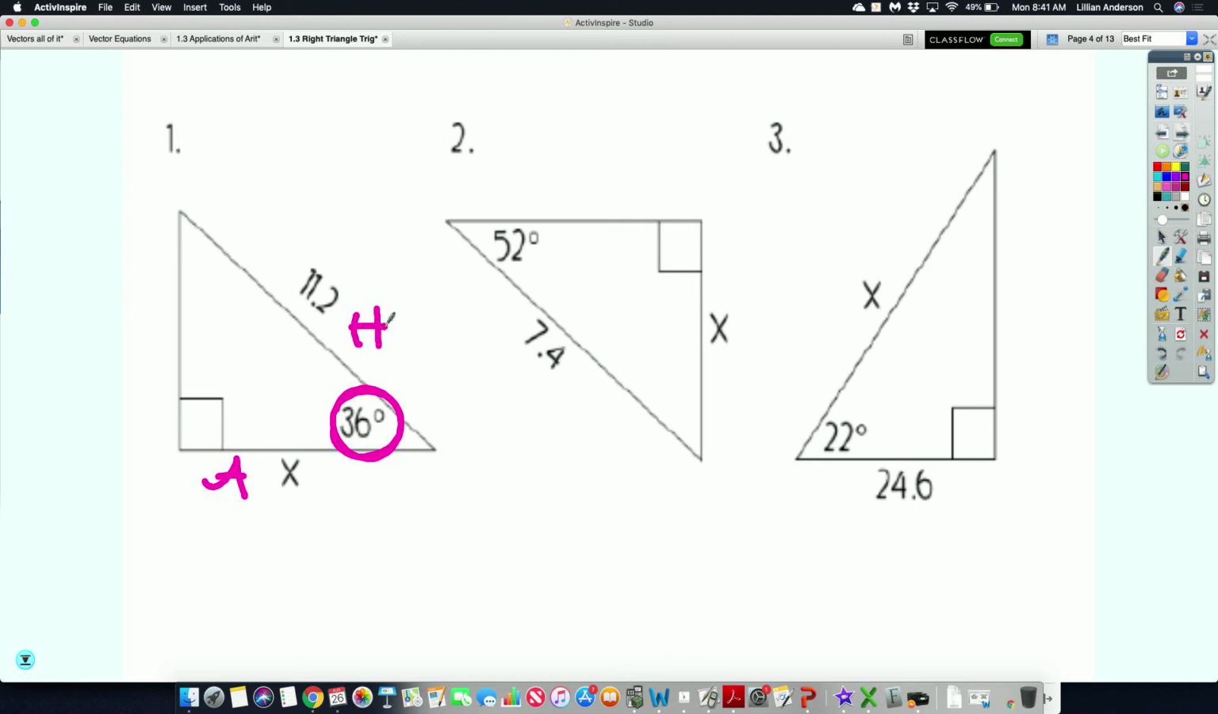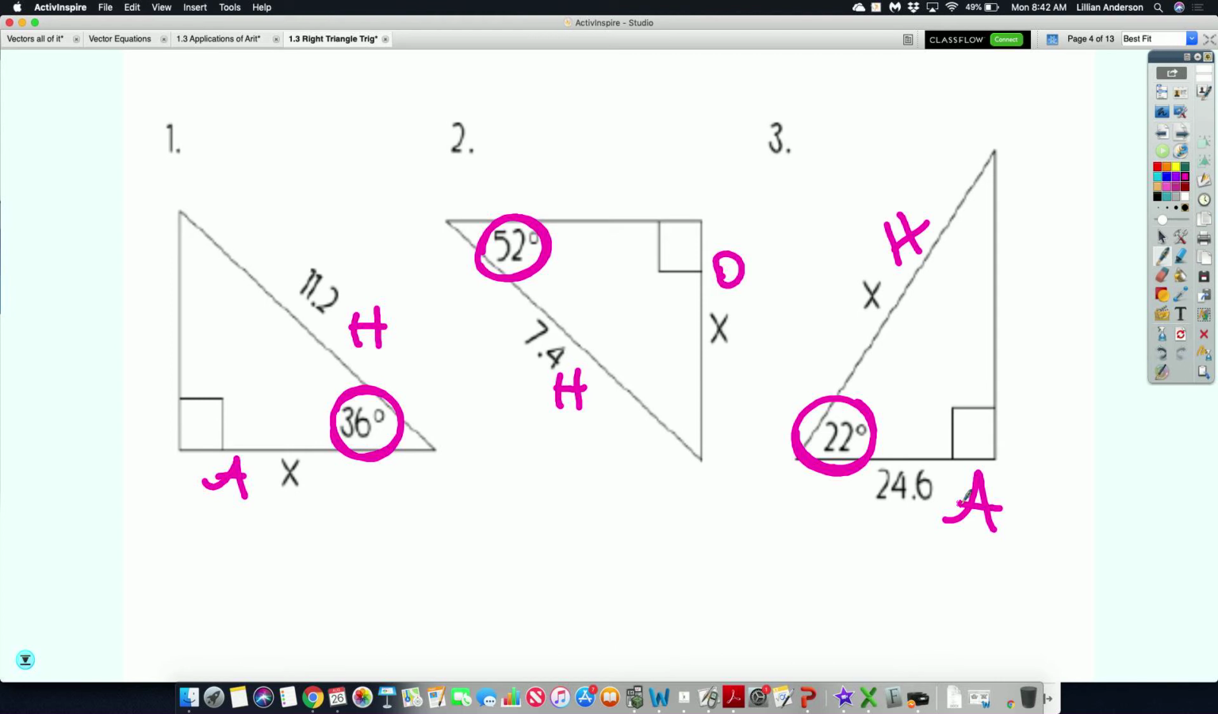Very good. Over here in number 2, 52 is our acute angle, aka our reference angle. X would be our what side? Opposite. And 7.4 would be our hypotenuse. Remember, it's across from the 90-degree angle. And number 3, remember we use the acute angle, never the 90-degree angle. X is our what? Hypotenuse. And this 24.6 is our adjacent. Always make sure that you label your respective sides so that way you can figure out exactly which trig ratio we're going to use.